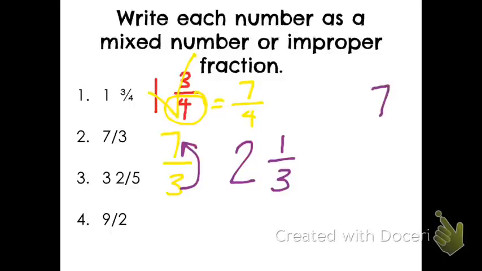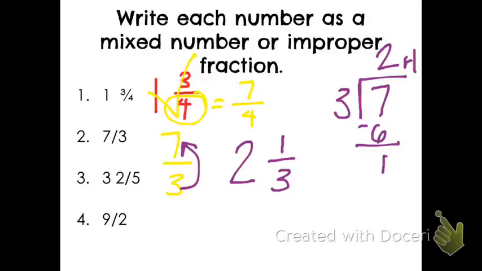So another way to show you that would be to have my 7 divided by 3. 3 goes into 7 2 times. 3 times 2 is 6, so I subtract out 6. I have 1. So in my answer, the 2 is the whole number that I have here. My remainder goes here. Whatever I divided by is my denominator. And the denominator does not change. I want you to try number 3 and 4 in your notes. Just give it a try.